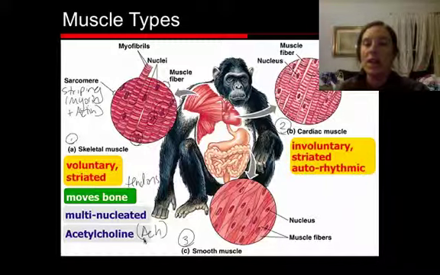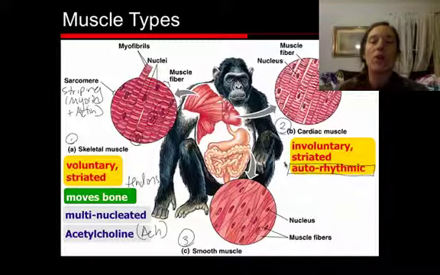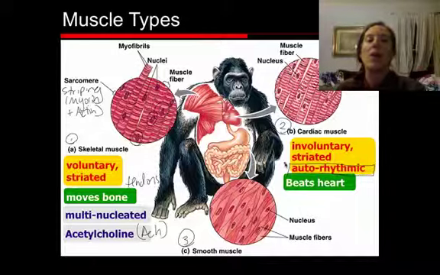All right, so cardiac muscle. Cardiac muscle is not voluntary, it is involuntary. In other words, you cannot move cardiac muscle by thinking about it. Cardiac muscle is also striped. If you look up here, you can see the stripes. And cardiac muscle is, interestingly enough, called autorhythmic, and that means that it can beat all at one time. So all of those muscle fibers contract at the same time, which is very important for you to beat your heart. And we know that cardiac muscle is only found in the heart.